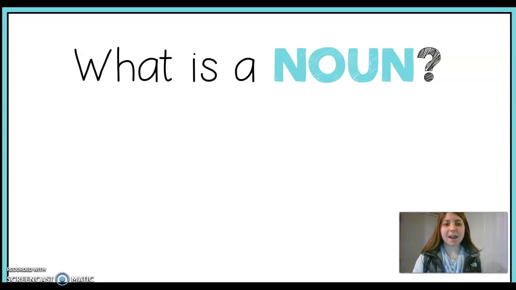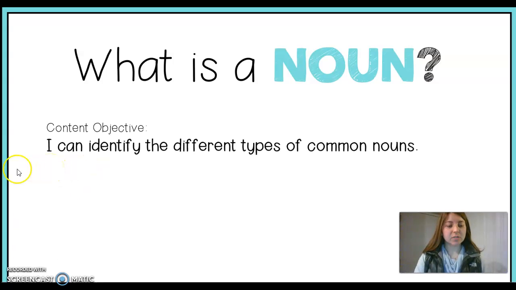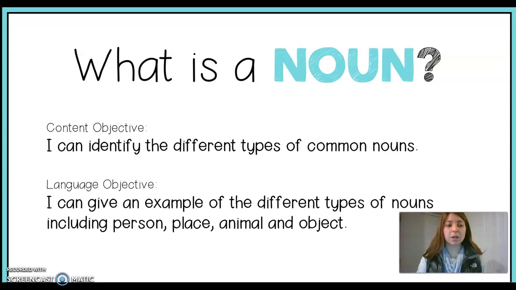What is a noun? So our objectives today: our content objective is I can identify, remember, identify means to find, I can identify the different types of common nouns. Our language objective is I can give an example of the different types of nouns, including person, place, animal, and object.